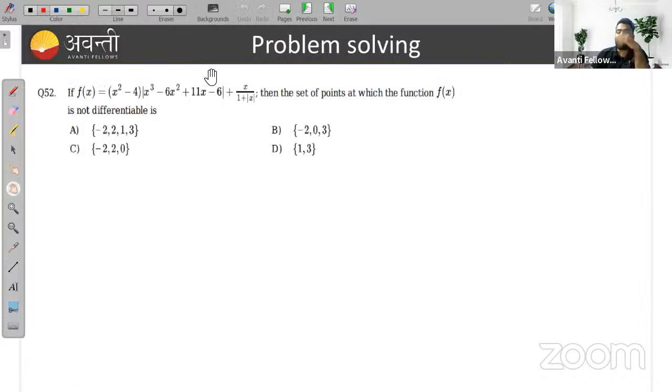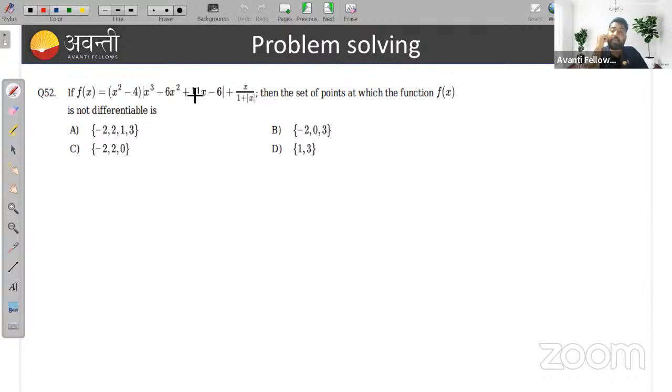The question is, how many of you attended this question? If f of x is equal to x square minus 4 into x cube minus 6x square plus 11x minus 6, plus x upon 1 plus mod x, then the set of points at which the function f of x is not differentiable is.